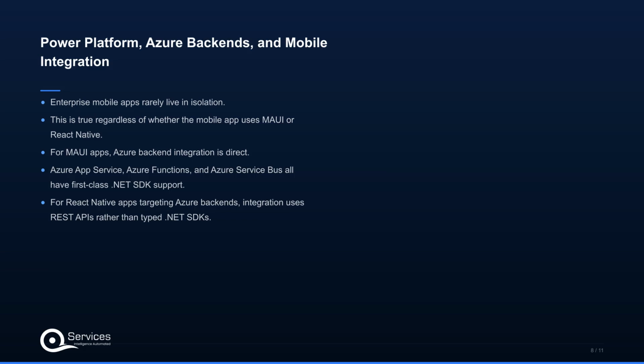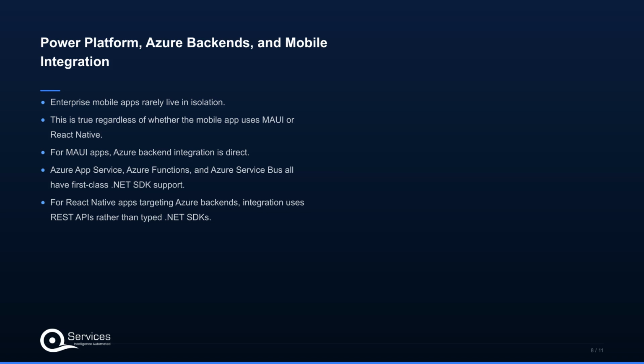Next up: Power Platform, Azure Backends, and mobile integration. Enterprise mobile apps rarely live in isolation. They connect to Azure Backends, consume Power Platform data, and fit into automation workflows managed by Power Automate Consulting or Power Platform governance teams. This is true regardless of whether the mobile app uses MAUI or React Native.